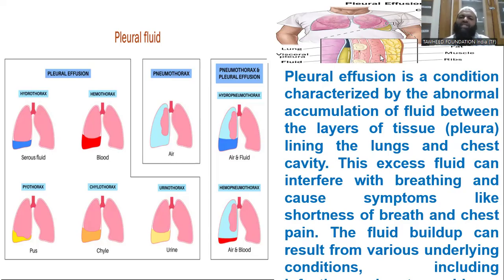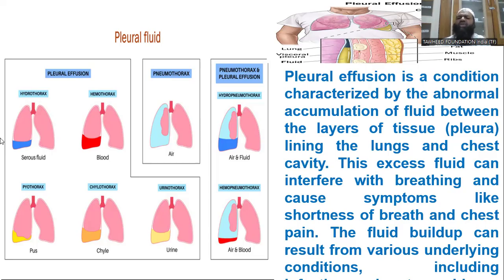From externally, if you see, it is skin, then fat, then muscle, and then the ribs. After that, one lining is there, and after that the fluid is filled here. If the quantity is normal, there is no need to worry. If the fluid content is more, it may be called a pleural effusion. The doctor may remove excess fluid by the tapping method.